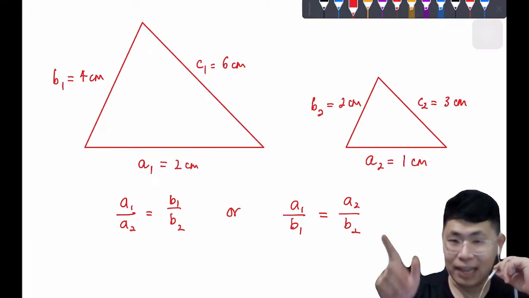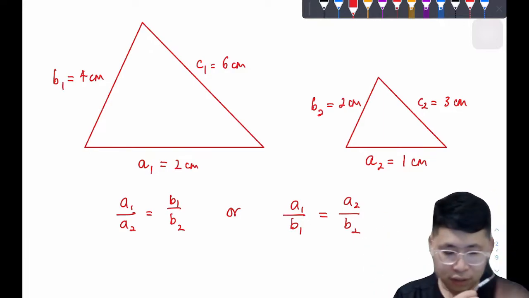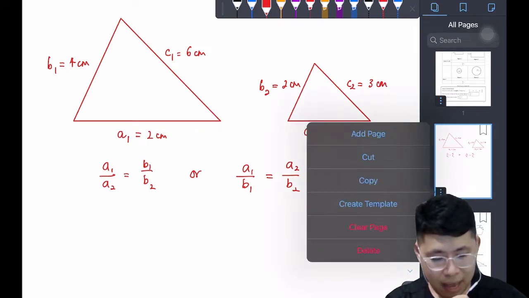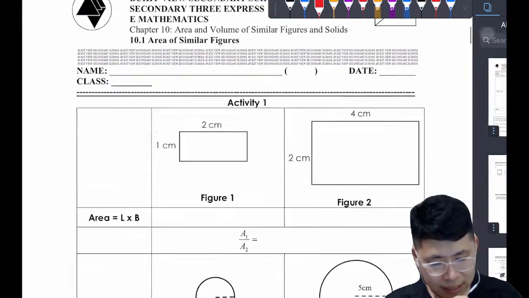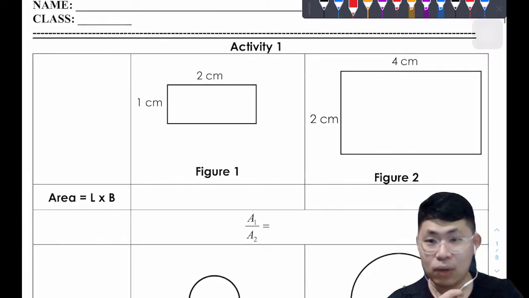In this particular chapter, we'll extend this idea of the ratio of lengths to area and volume. So without further ado, let's take a look at activity 1.